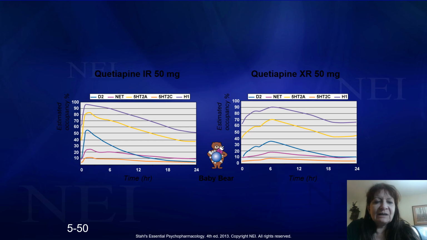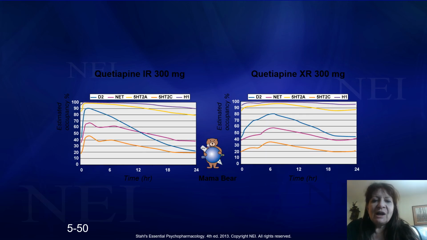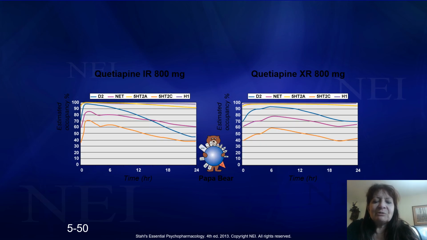Here we're looking at the quetiapine immediate release 50 milligrams and the quetiapine XR at 50 milligrams on the different receptors. And here at the 300 milligram dose for each and the 800 milligram dose for each.